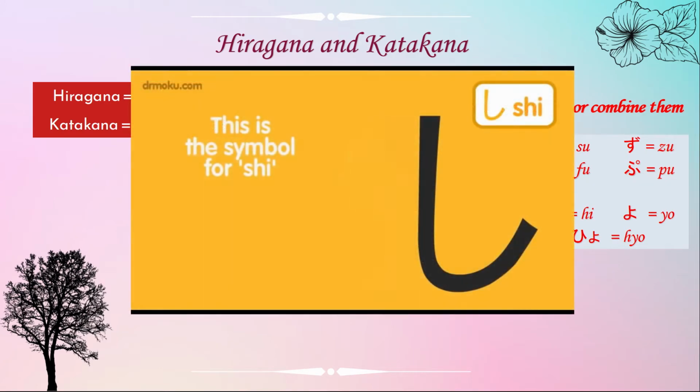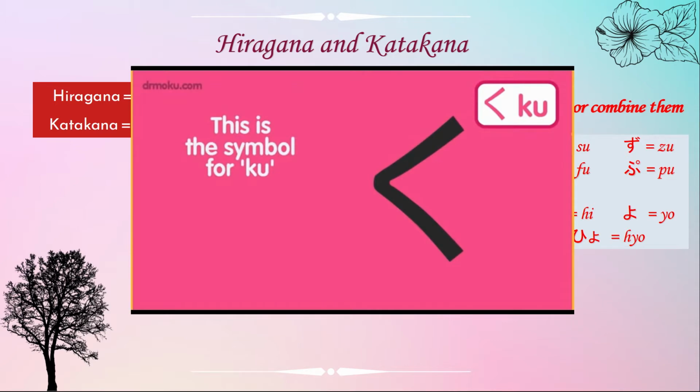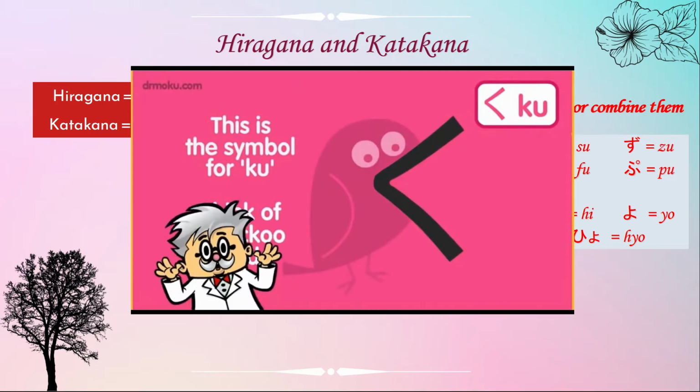This is the symbol for she. Think of a girl with long, shiny hair. She has shiny hair. This is ku. Think of a cuckoo bird. Cuckoo, cuckoo.